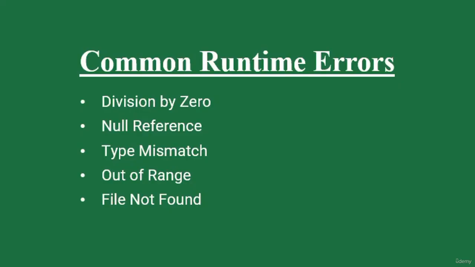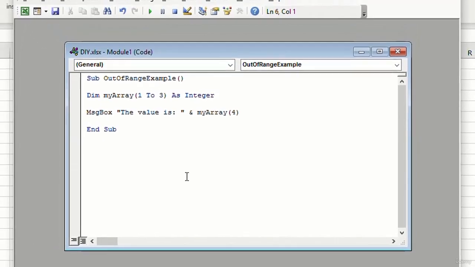So number 4, we have the out of range error. This occurs when accessing an array element, collection item, or any indexed object with an invalid index. As usual, let's go to our spreadsheet and see for ourselves. Here in this example, we have an array, myArray, with 3 elements, indices 1 to 3, as Integer. Now, when we try to access the element with index 4, which is what we have here, which is beyond the array's bound, a runtime error 9 will occur.